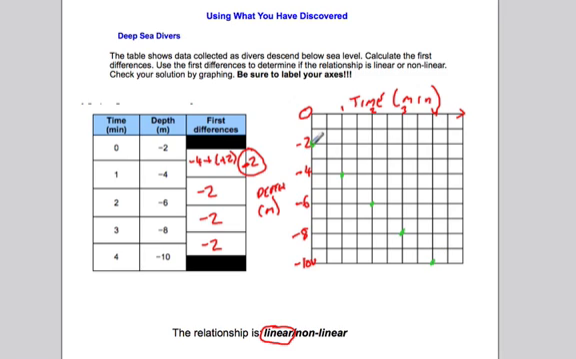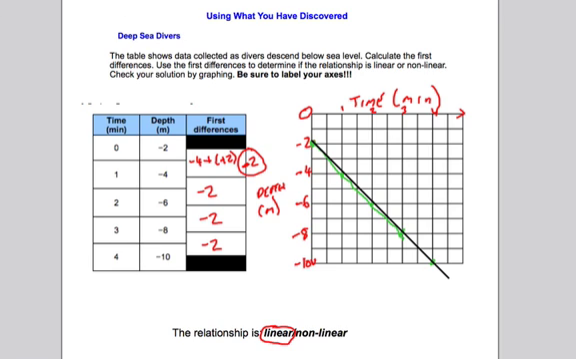And so these points all lie essentially on a straight line. And in fact, I'll draw it this way. So there's our linear relationship. And it is, as we predicted, a line.